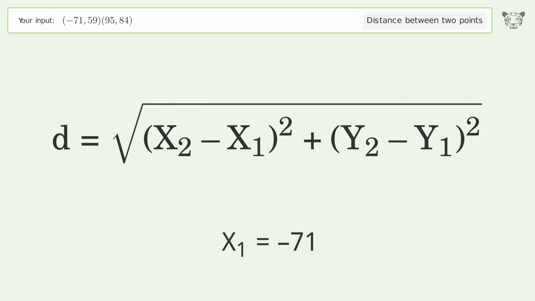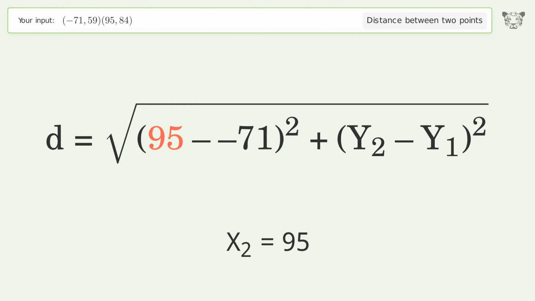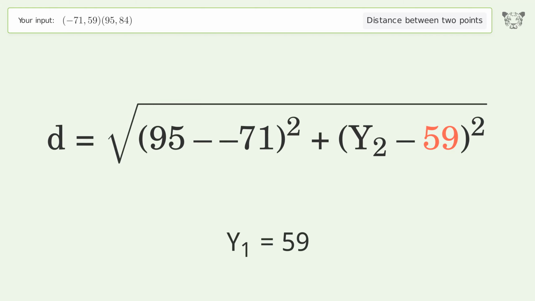x1 equals -71. x2 equals 95. y1 equals 59. y2 equals 84.